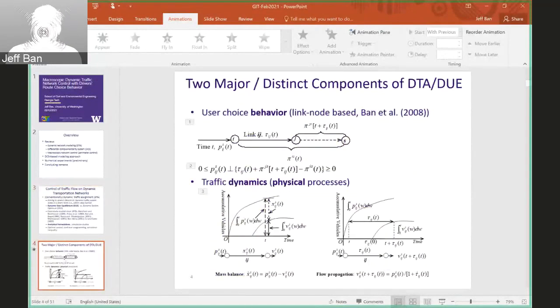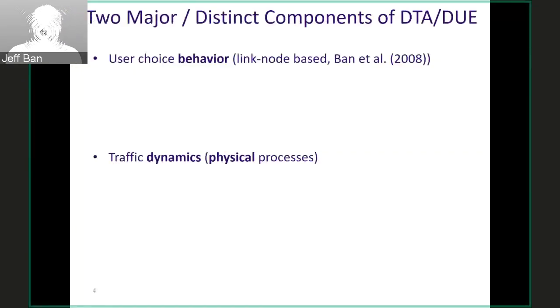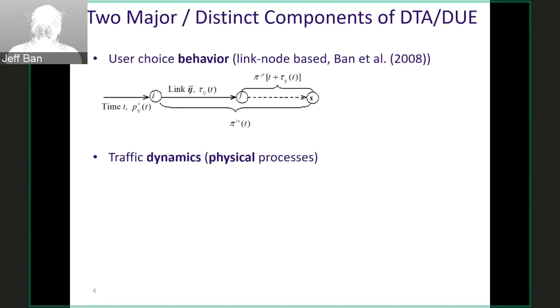Oh, sorry. Let me do the full screen. There are two major distinct components for this dynamic network modeling problem. One is about people's behavior choices, how people make choices, a very simple modeling of that. And another one is about system dynamics, like how traffic dynamics can be captured. These two are different, so I'm going to illustrate some of those features.